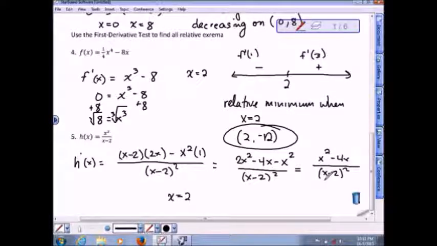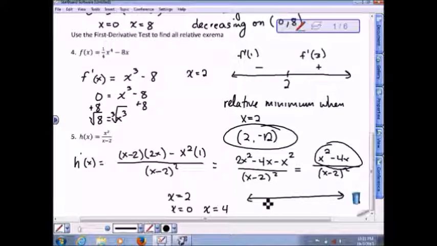Now we have to find out where the first derivative is equal to 0. Because it's a rational expression, it's only ever going to equal 0 when the numerator is equal to 0. So there are two values of x that will make the numerator equal to 0. It's x equals 0 and x equals 4. So those are the three critical values that we have. So if we test those, 0, 2, 4.